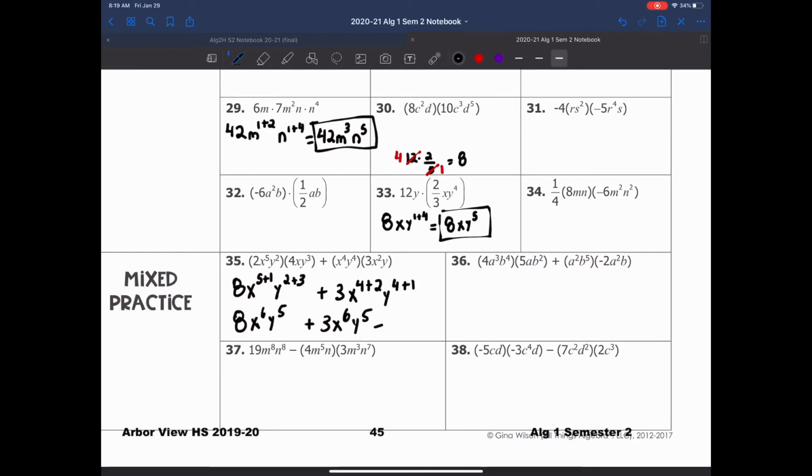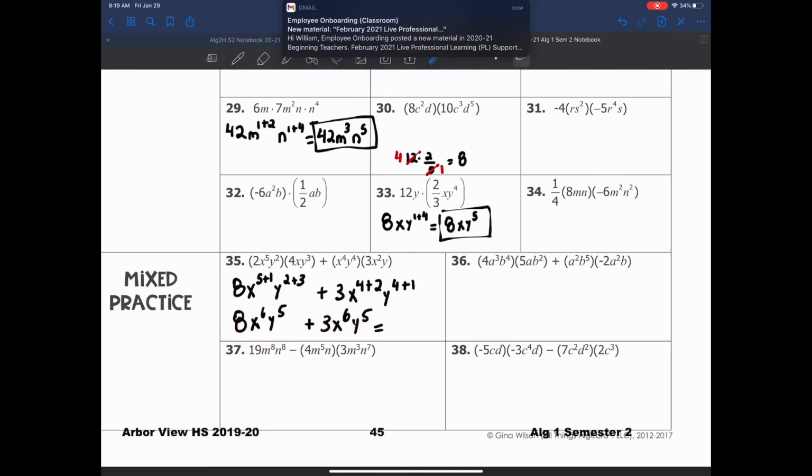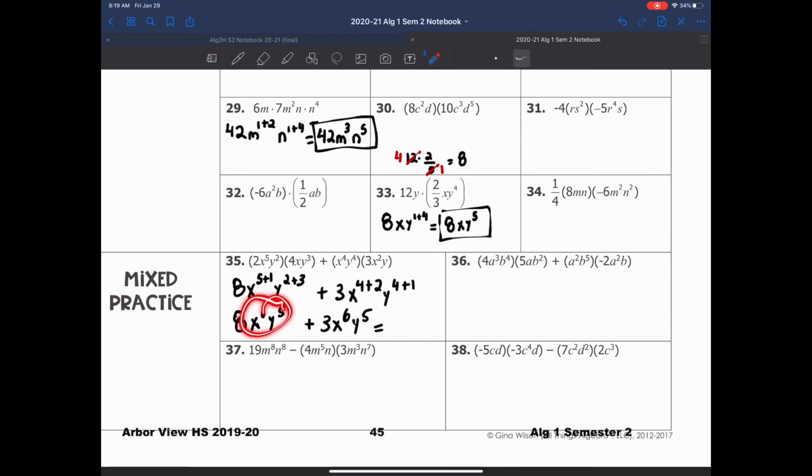Oh, would you look at that? So now that I multiplied these and simplified them, I see that I have two terms with the same variables and exponents attached to them. Since both of these terms have an x to the 6th, y to the 5th, they are part of the same team, and I can add the numbers together. So 8 plus 3 is going to give me 11, and then I also have to include all of my variables and exponents. So x to the 6th, y to the 5th, and this is my final answer.